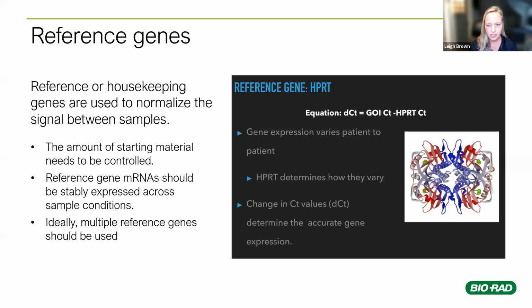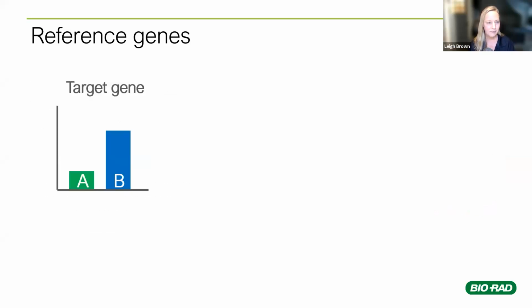Looking back at our student's reference genes here, she used a gene called HPRT, and she wants to look at the change in the CT. CT and CQ are interchangeable. CT is for cycle threshold, and like I said, it's interchangeable with CQ. So a change in those values determines if that gene expression is increased or decreased or stays the same. Let's take a look at just a generic reference gene here. Here's our target gene of interest that we're looking at. A and B, right?